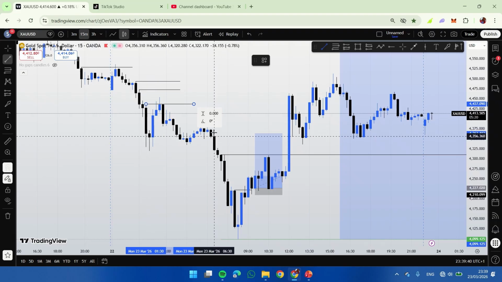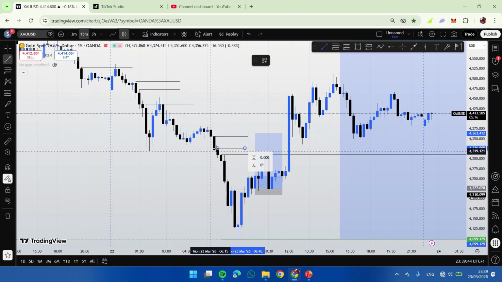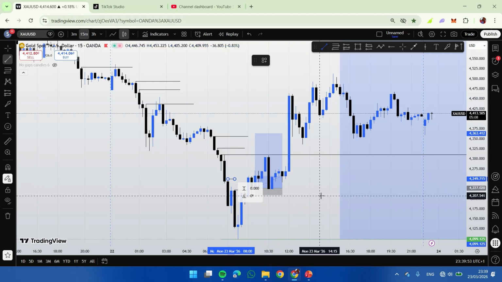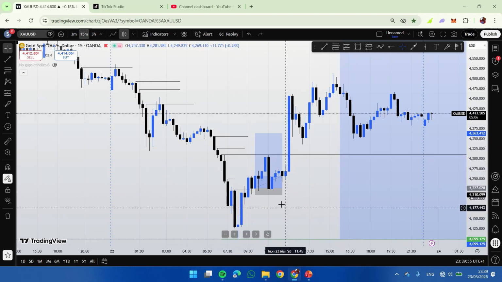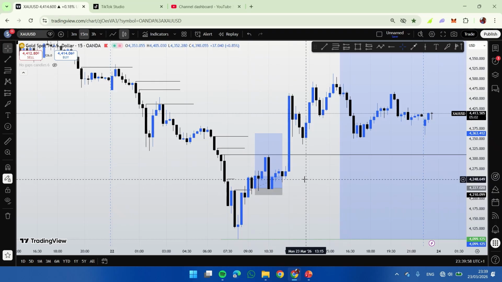Next one is this one, then this one, then this one, then this one, the same high, that's equal high, and this one. Then we have the break here, where I have this one. So this is the break. That is why I have an entry here.